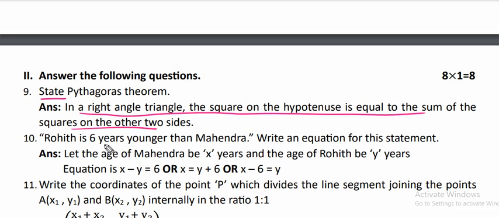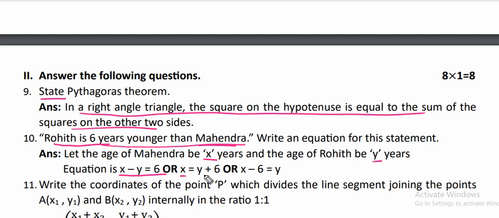Rohit is 6 years younger than Mahendra. So write in the equation form. Here the given, let the age of Mahendra be x and the age of Rohit be y. Rohit is 6 years younger than Mahendra. Mahendra is the elder one. So therefore we write this equation like this: x minus y is equal to 6. That means the difference of these two ages is 6.